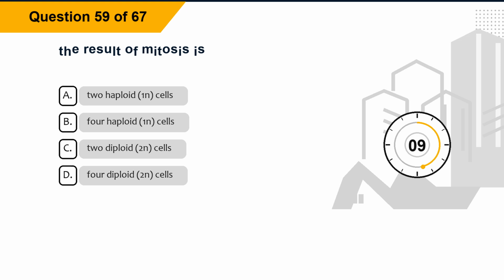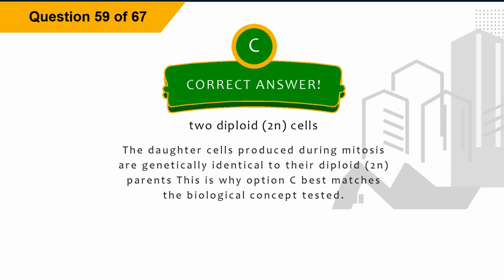Option B, 4 haploid, 1N, cells. Option C, 2 diploid, 2N, cells. Option D, 4 diploid, 2N, cells. The correct answer is option C, 2 diploid, 2N, cells. Explanation. The daughter cells produced during mitosis are genetically identical to their diploid, 2N, parents. This is why option C best matches the biological concept tested.